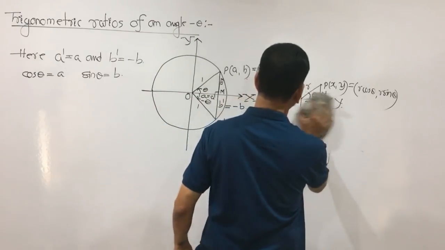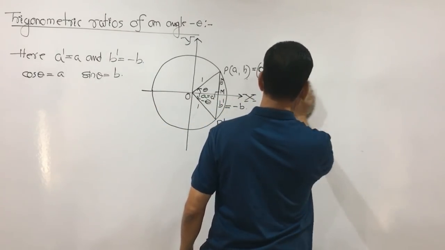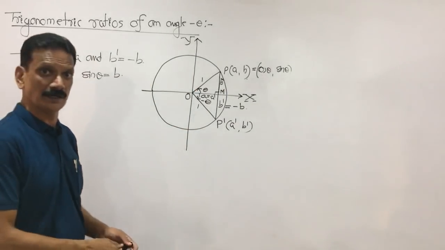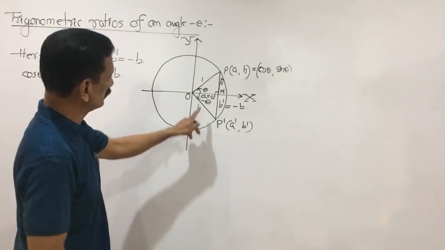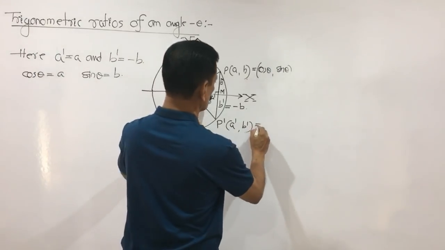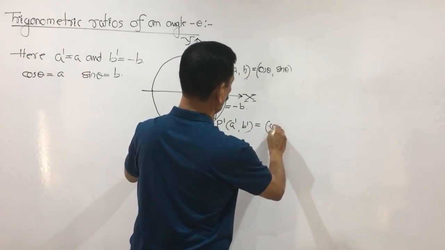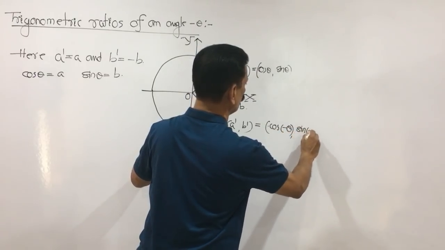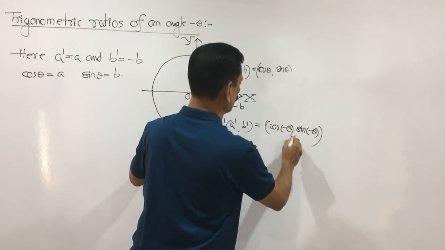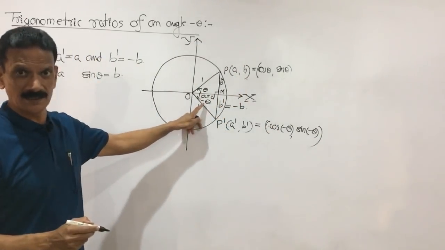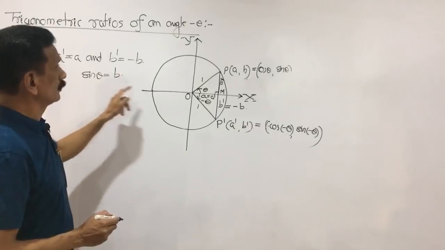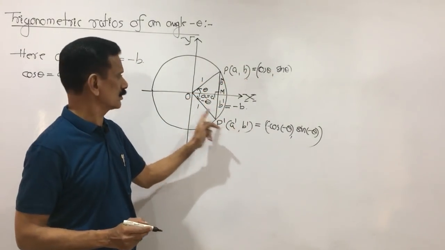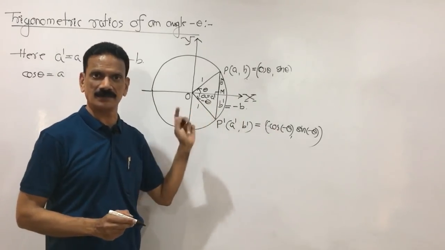Now see here what the coordinates of the point P dash are. The angle here is minus theta. So I write this as cos of minus theta and sine of minus theta. I hope you can understand, because here the angle is minus theta. So instead of cos theta, sin theta, A dash is cos minus theta and B dash is sin minus theta.